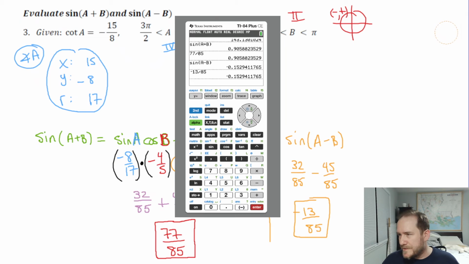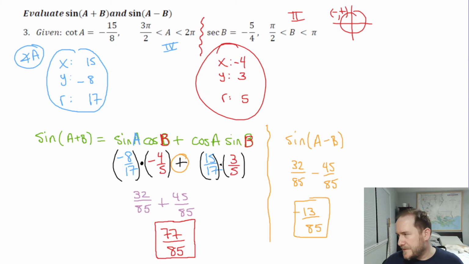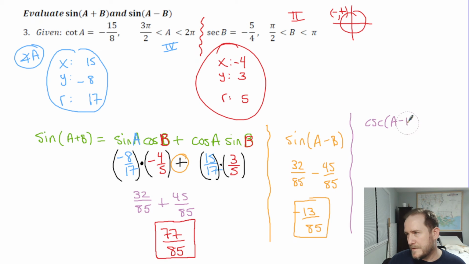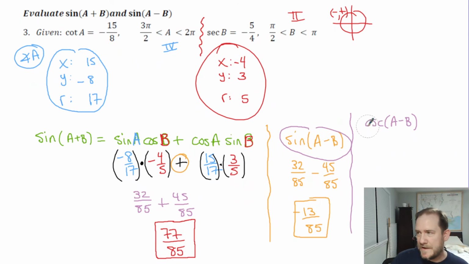So another quick thing to anticipate is, you should probably anticipate that on the upcoming assessment, I won't just ask you for sine of a plus b and then sine of a minus b. It seems like it might be more fun for me to ask you for the cosecant of a minus b. So of course if I asked you for that, you would just find the sine of a minus b, and remember that the cosecant would just be the reciprocal. So that would mean you would get negative 85/13.